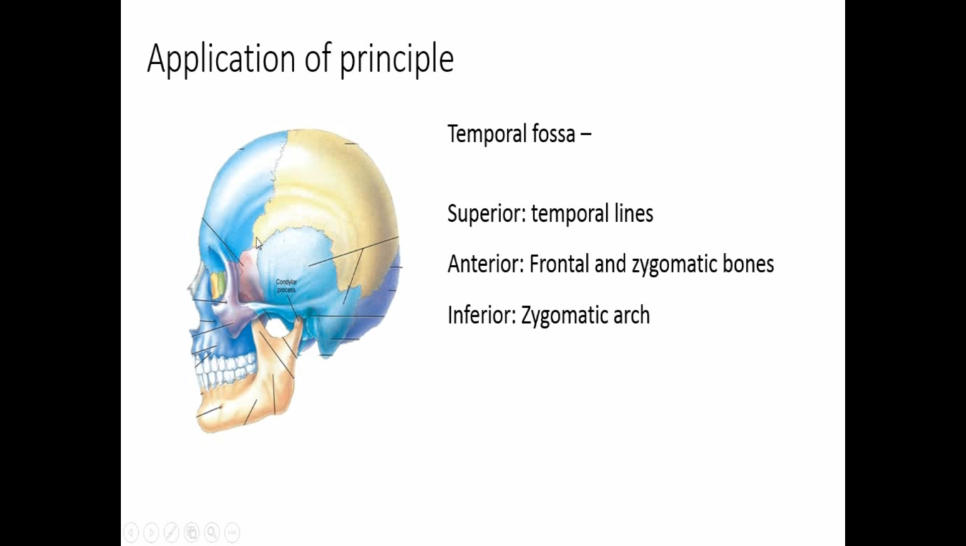If you trace the boundary anteriorly, you would see parts of the frontal bone and parts of the zygomatic bones. Inferiorly, the temporal fossa would be bounded or limited by the zygomatic arch. Seen within the temporal fossa would be the large temporalis, which is a muscle of mastication.